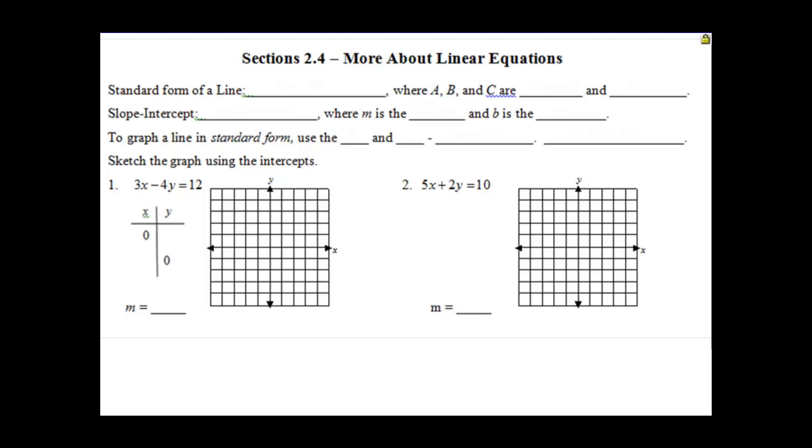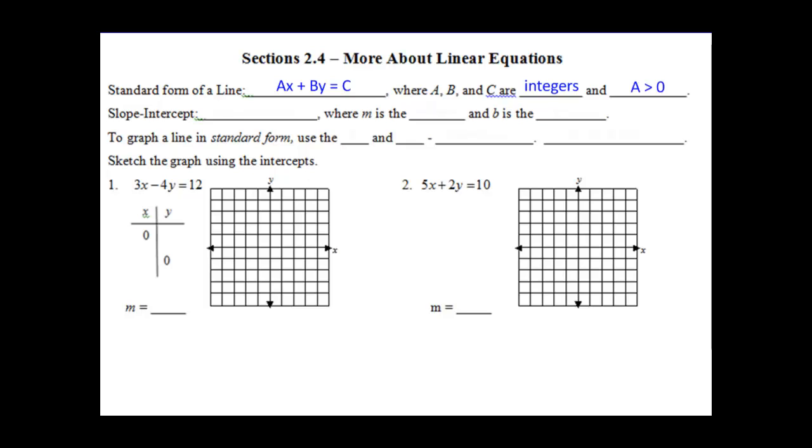So, standard form of a line. If we have ax plus by equals c, we have standard form. We're going to look at a, b, and c as integers, and we need to make sure that a is greater than 0, otherwise we just have the by equals c.